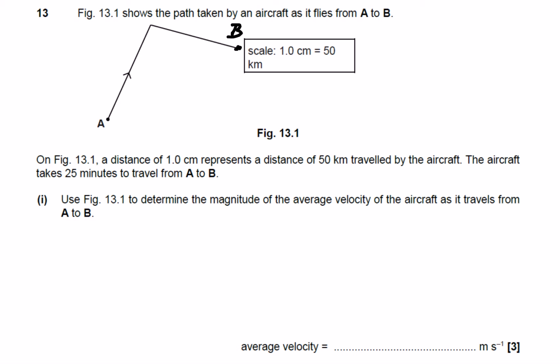The first thing we've got to realise is that we've got a scale here of 1 centimetre is 50 kilometres, and the aircraft takes 25 minutes to travel from A to B. So we've got to use this to determine the magnitude of the average velocity of the aircraft as it travels from A to B.